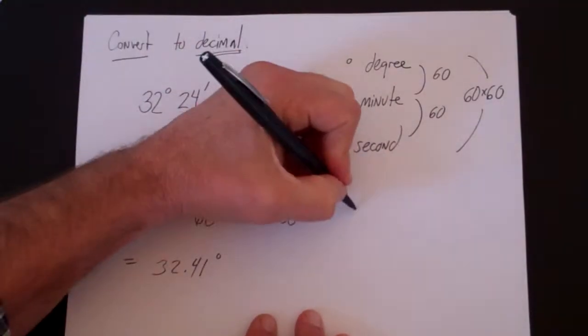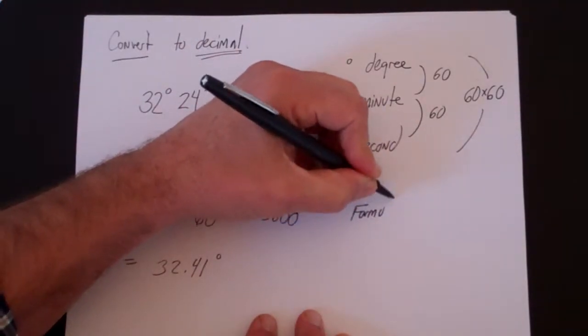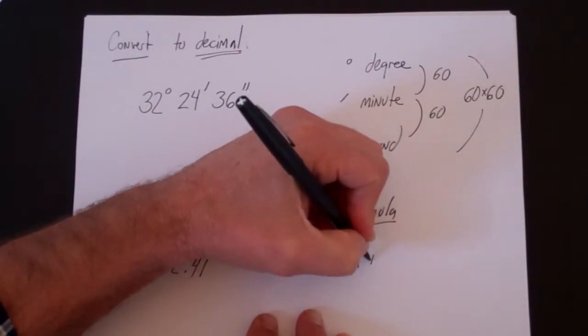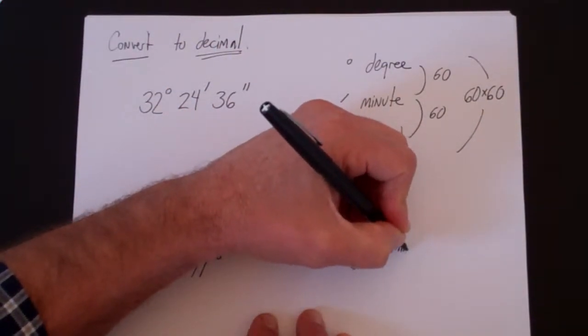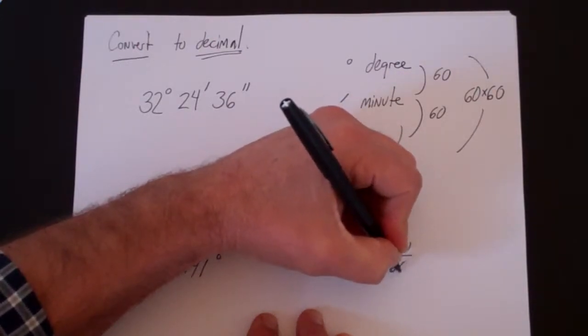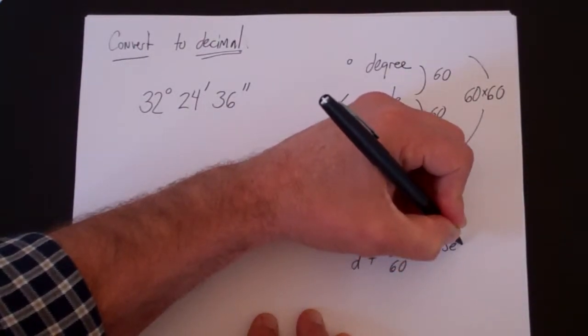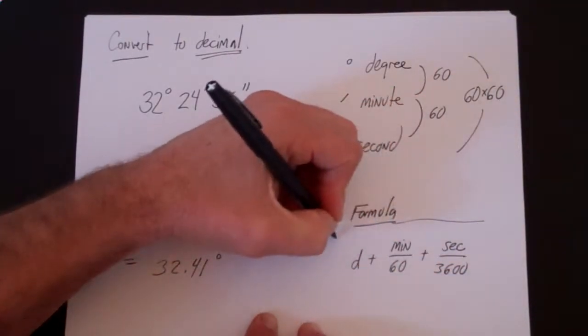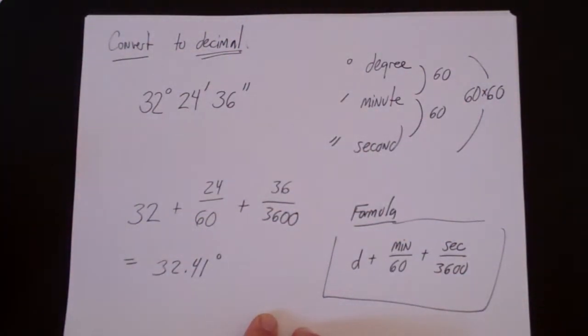And if you want a formula, here's simply the formula. The formula is degrees plus minutes over 60 plus seconds over 3,600. And there's simply the formula to convert.